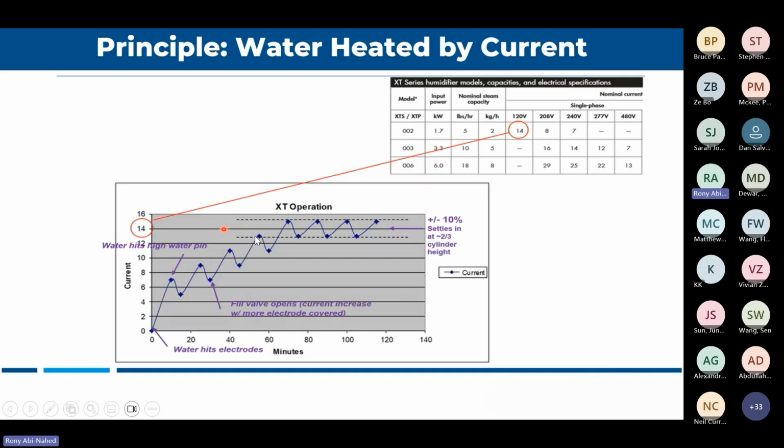Now, the problem with this unit is that you don't get any precision out of it, because as you see, the unit takes almost an hour to create steam at first, because it needs to fill and drain to build up this concentration of minerals to start giving you steam.